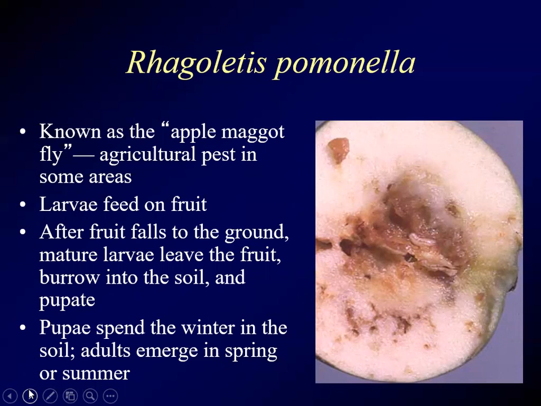So once the fruit fall to the ground, the mature larvae crawl out of the fruit and burrow into the soil and form pupae. Like the cocoon or the chrysalis of a butterfly, they form a pupal stage, and the pupae will just spend the winter in the soil. The adults will emerge in spring or summer and mate and lay eggs on the next crop of apples, and round goes the great circle of life, and it moves us all.